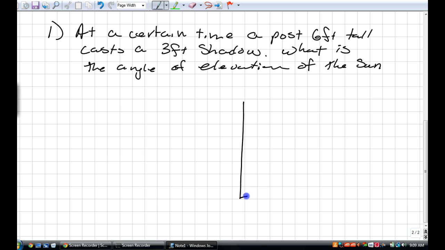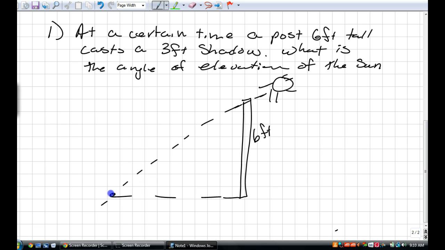So here's the post. And we know that post is 6 feet tall. Okay, and we know, let's say the sun is here. So it's shining down. And it casts a shadow. So this is our shadow right here. Casts a shadow that we know is 3 feet long. So the question is, what is the measure of this angle right here?